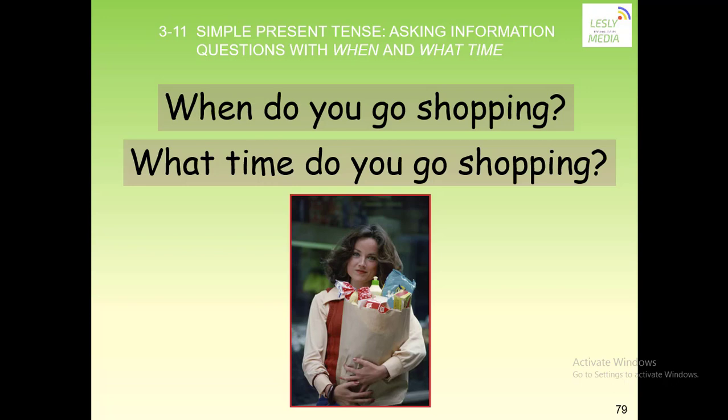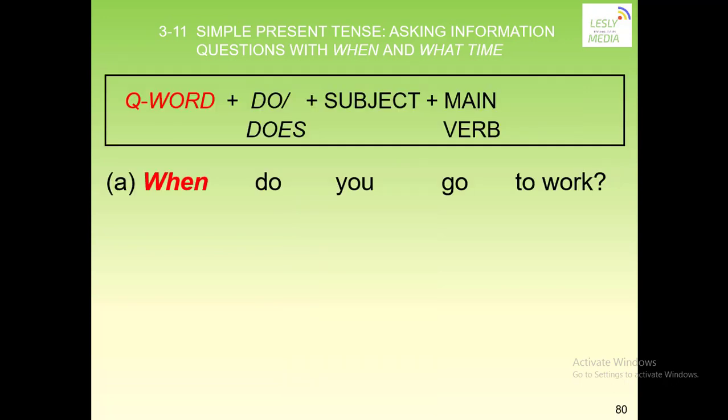Next. We are going to learn about using simple present tense, especially asking information question with when and what time. Okay. When do you go shopping? What time do you go shopping? First, you have to begin with question word. Here, you can use when. And then, next, do or does. If the subject is he, she, it, you will use does. And if the subject is I, you, we, they, you will use do. Next, it will be added with subject and then plus verb 1.